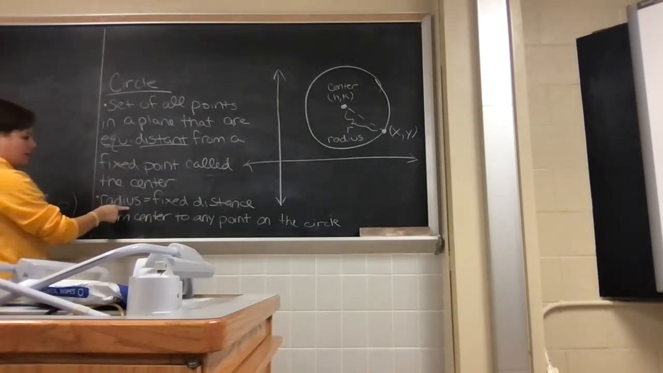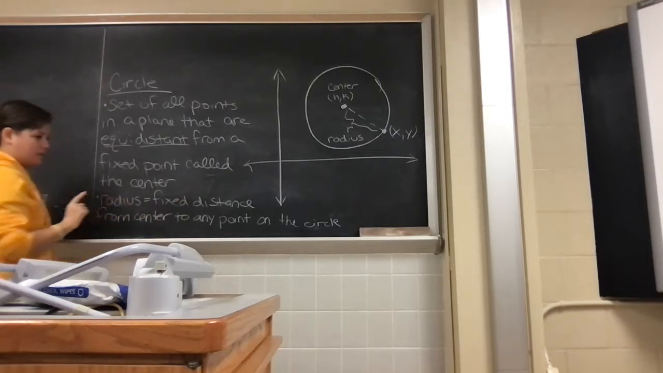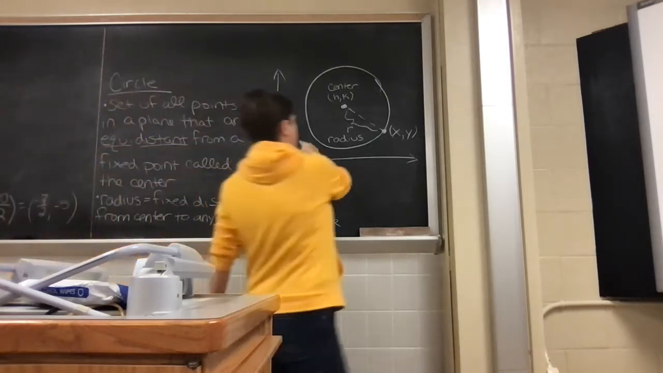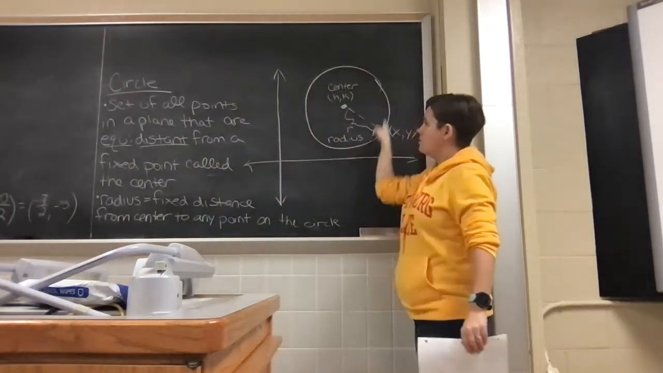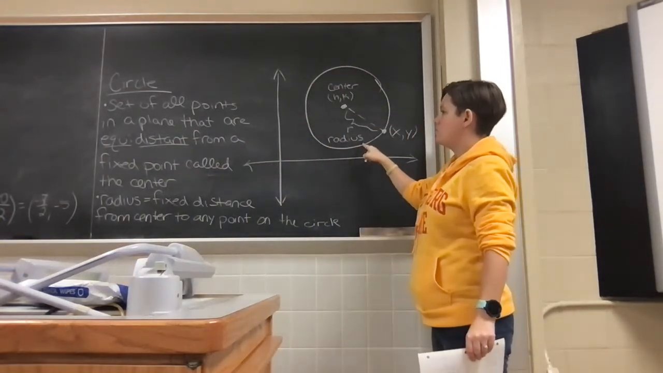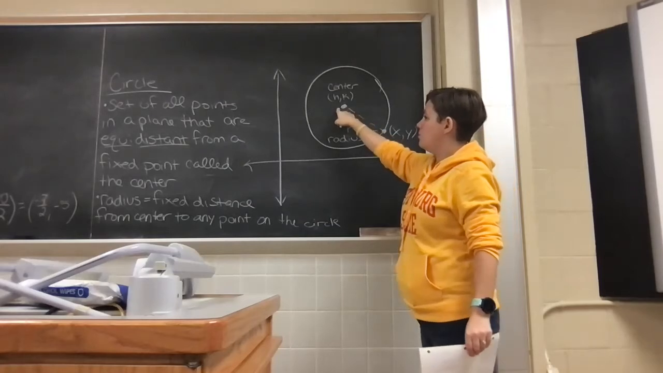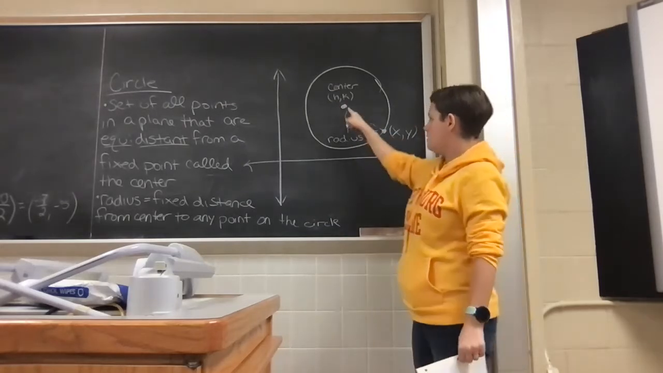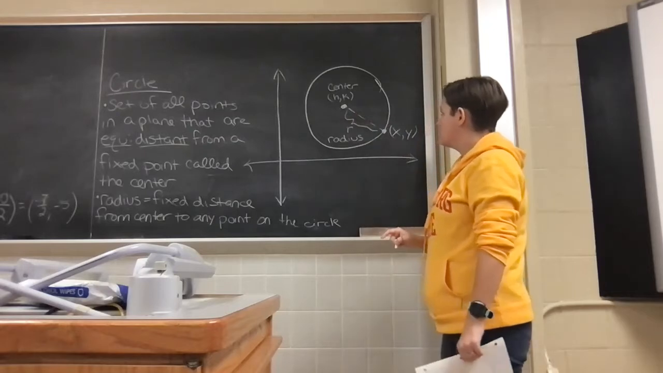The radius is the fixed distance from the center to any point on the circle. Hopefully those are kind of logical things. A circle is a set of all of these points out here that are the same distance away from the fixed point in the middle called the center. The radius is that fixed distance.